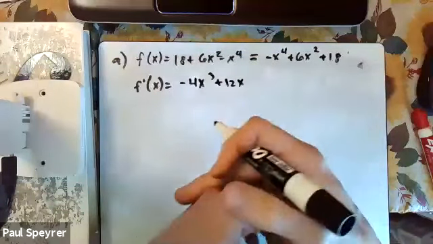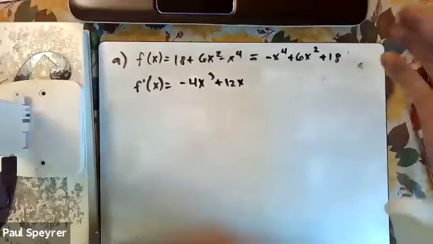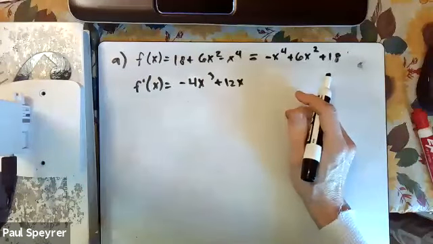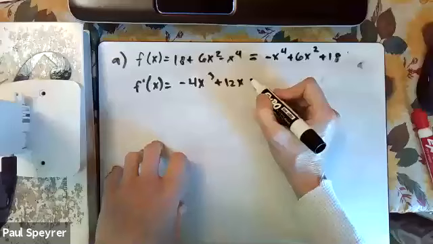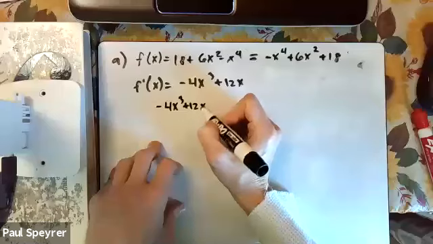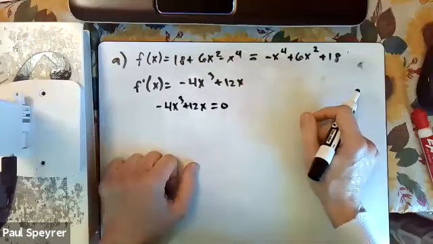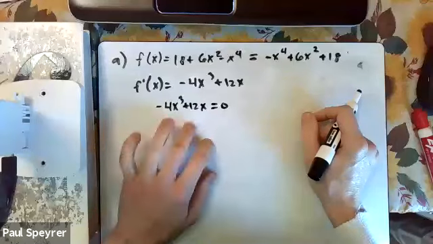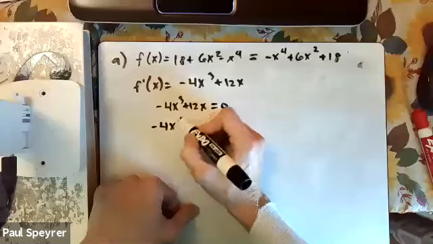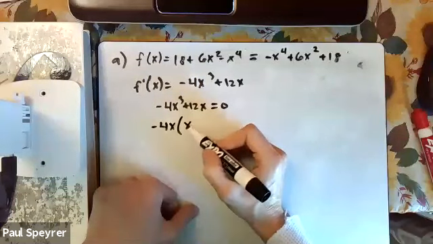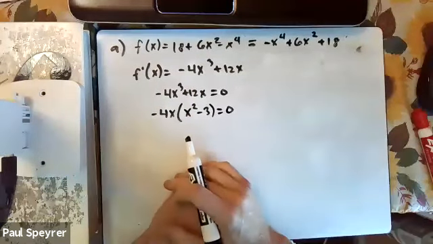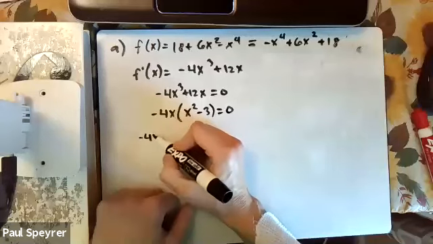Now remember, we're trying to find local extrema and critical values, and that increasing and decreasing stuff involves the first derivative, right? So what do we need to do? Set this to 0. Now, where do we go from here? How do we solve this for x? Well, let's pull out a GCF. There's a GCF of negative 4x, right? And if I pull that out, I'm left with x squared minus 3 equals 0. And then we set both of these to 0, right?